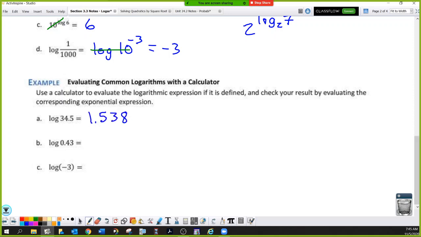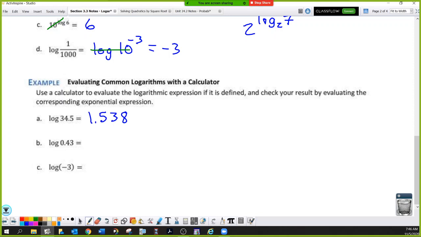So I want to be really clear here. I don't expect you to know that log of 34.5 equals 1.538, but what I do expect you to know is that log of 34.5 is between 1 and 2. I expect you to know that. Here's why. It shows a deep understanding of logarithms. Well, then how would you know it's between the numbers 1 and 2, Max? Because the number 34.5 is between 10, which is 10 to the first, and 100, which is 10 to the second, so we know this log value is between 1 and 2. So it's a really good skill to have.